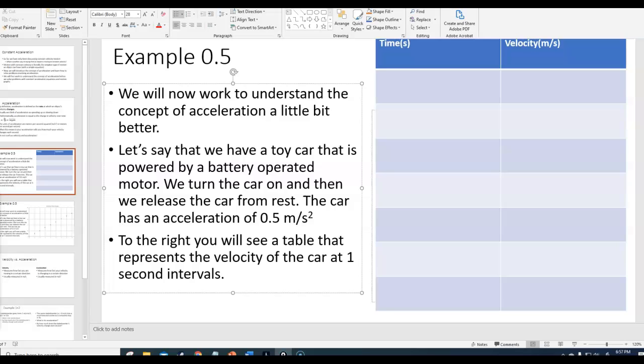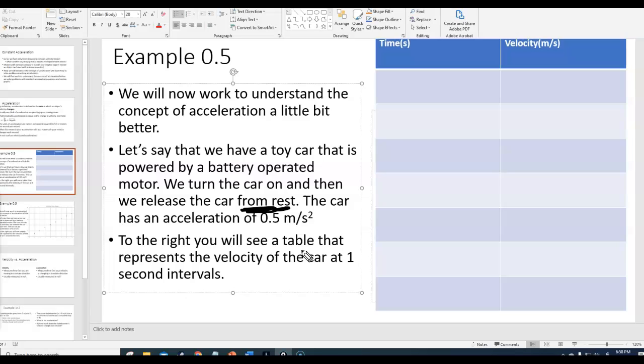As we start, I do want to point something out. This right here that I'm underlining is a key context clue that you're going to see time and time again. When an object starts from rest, that means at the beginning of the car's motion, that object is not moving. That's what it means to start from rest. That means you start off not moving.